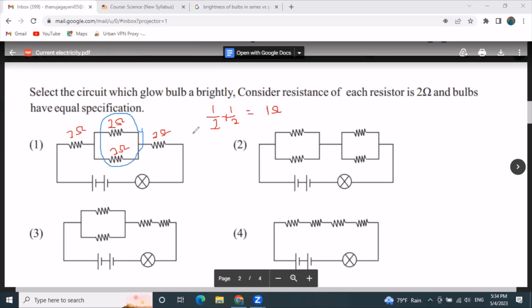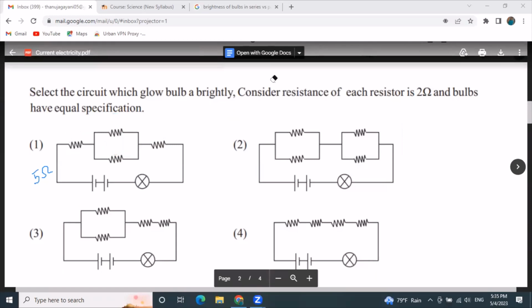Then those are in the series combination method. Accordingly, 1 ohm plus 2 ohm plus 2 ohm. Accordingly, the resistance of the first circuit is 5 ohm. Let's write it here. Here 5 ohm. Let's erase other things.